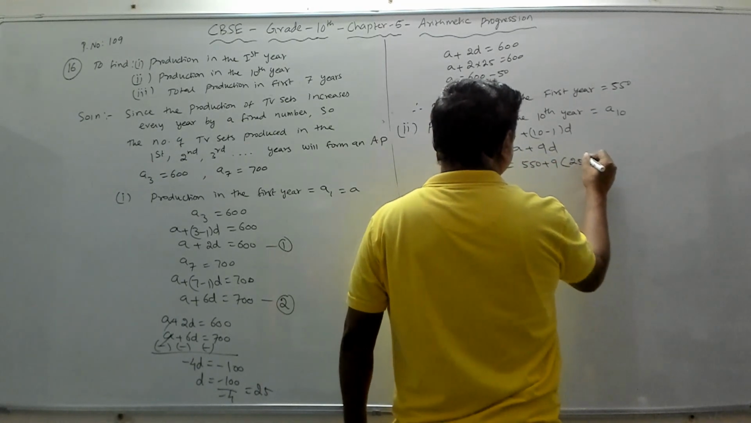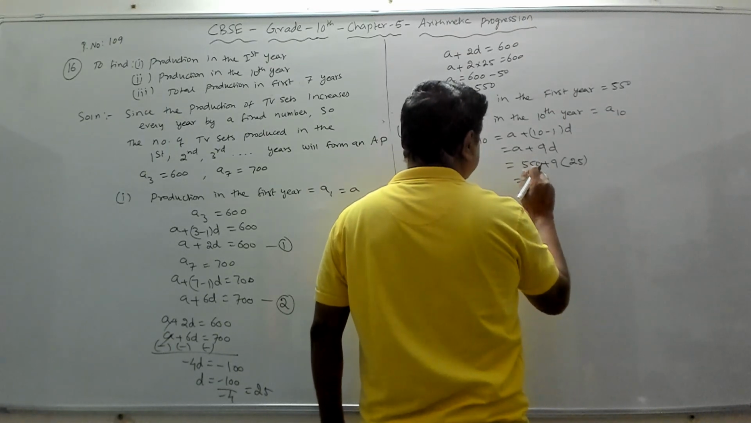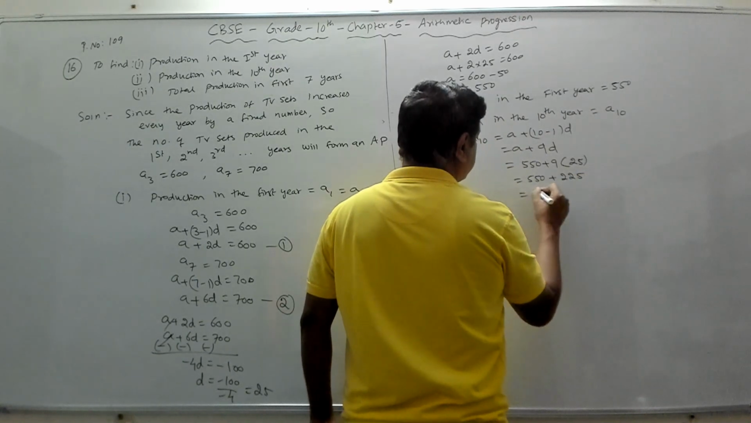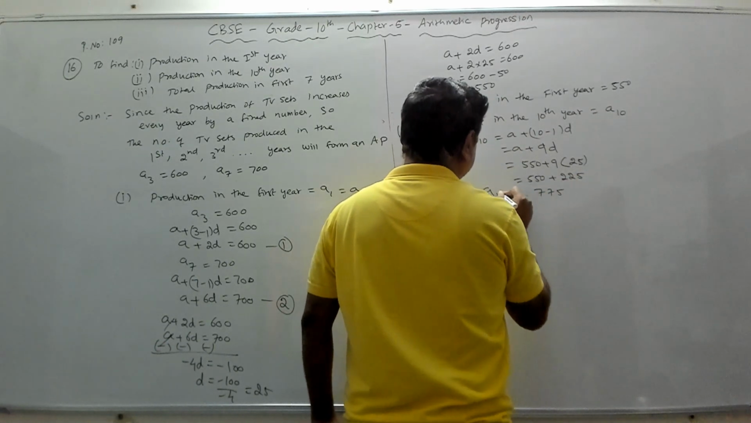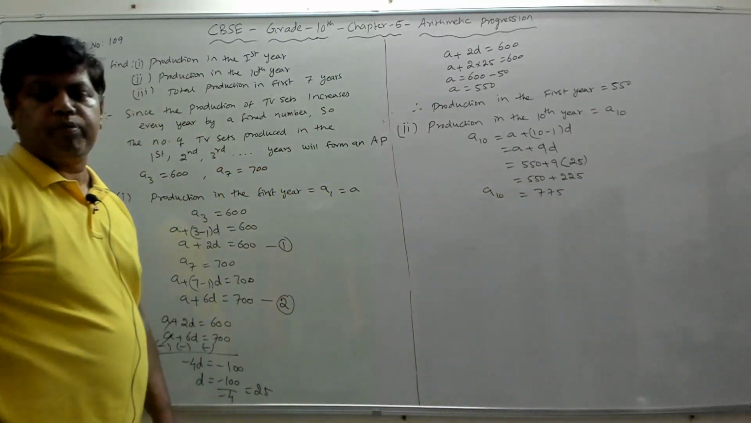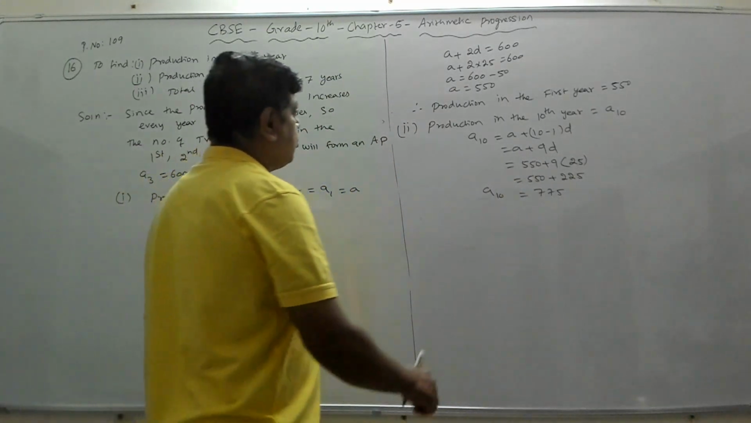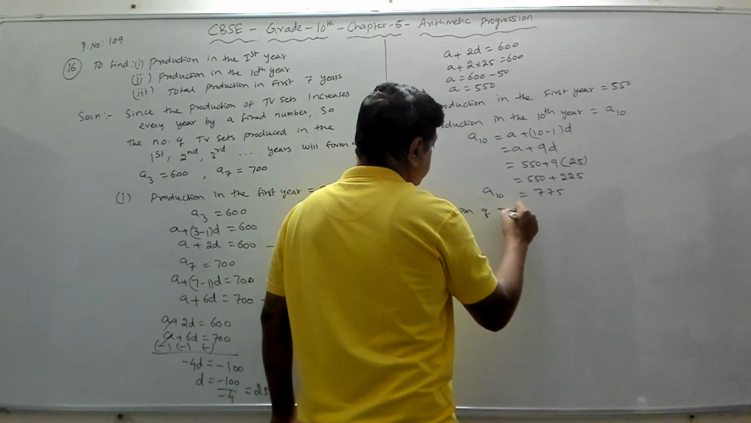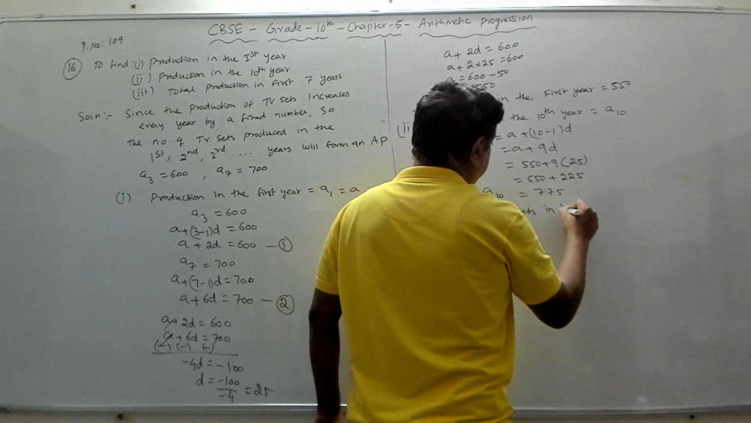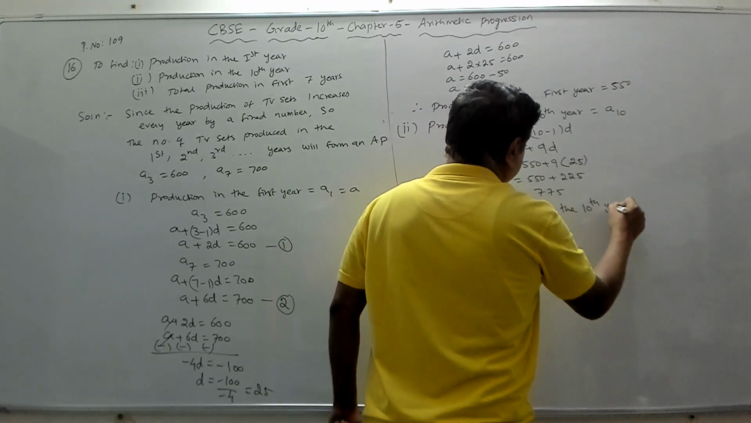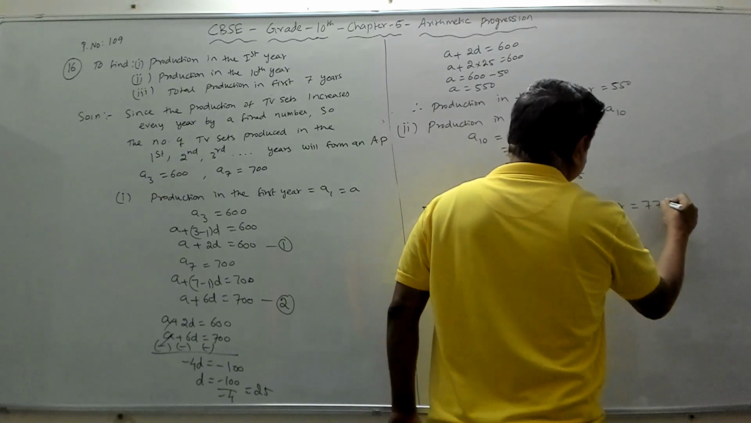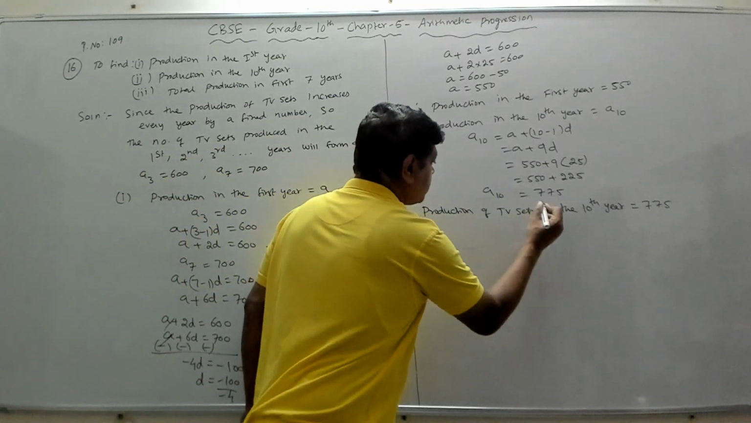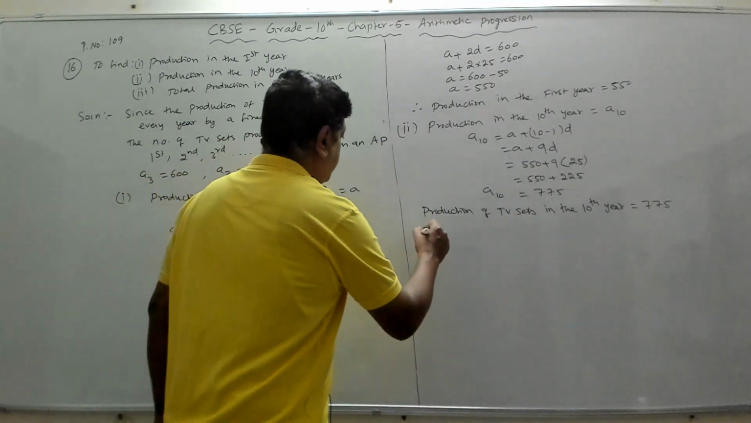So we get 550 plus 225. That gives you 775. That is A10. The number of TV sets produced in the 10th year is 775. So, production of TV sets in the 10th year is equal to 775. So, 775 TV sets are produced in the 10th year.